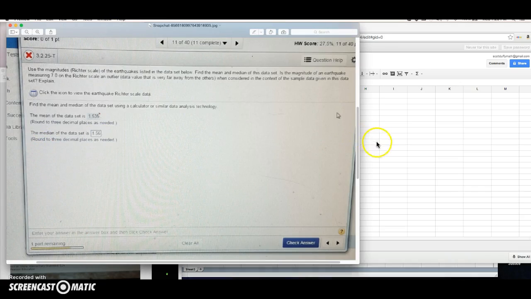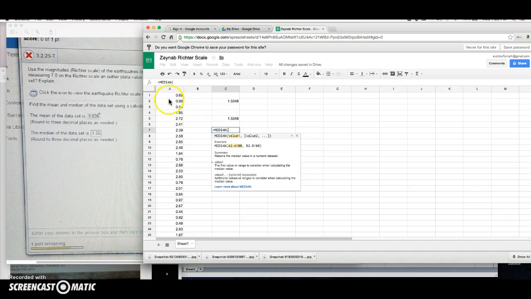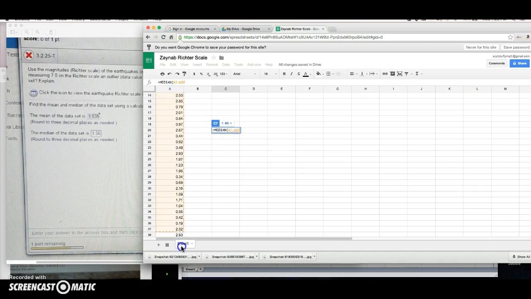Then they want to find the median. And probably the easiest thing to do is just do the same thing. Equals, and let's see if we can do median, and then the median of all these. So Excel or Google spreadsheets, this is the key to getting through statistics. It's super nice. So I close that parentheses saying that those A1 through A50, all of those I want to find the median of.